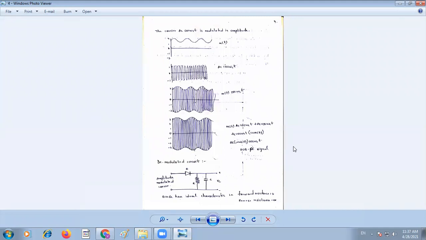Then I can go for some problems regarding the power analysis of the AM signal, modulation index and power analysis. I can give you some mathematical analysis regarding the power of amplitude modulation. Then I can solve some problems also.